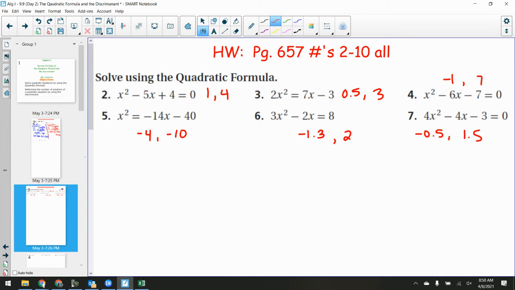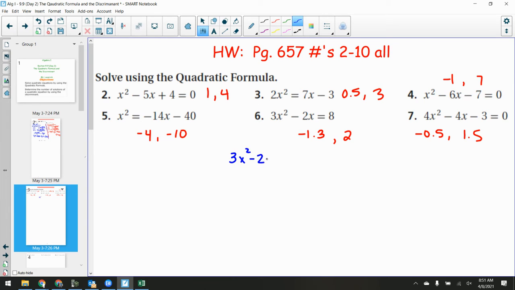Okay. Out of those 7, what do we need? We can pause and do 1 or 2 of these if we'd like to. What do we want to see here? 6. I'm guessing you added or subtracted the 8 over to the other side.